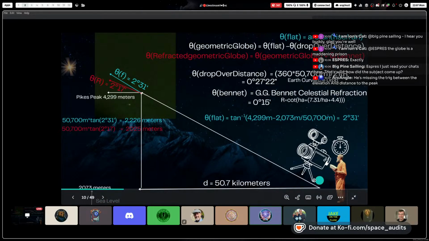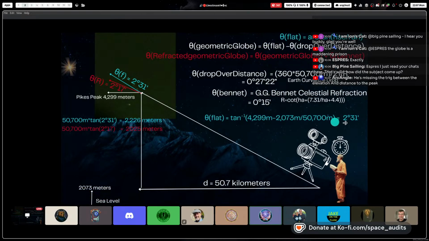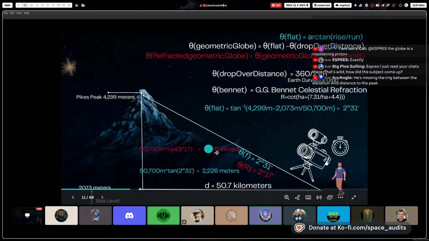Both models use this whole part the same, because remember, the globe prediction starts with the flat baseline. So we calculate the flat baseline, the globe takes the flat baseline, subtracts the drop over distance about this much, and then adds in the celestial refraction about this much to come back to this different angle. And that different angle gives us this elevation, which is wrong.